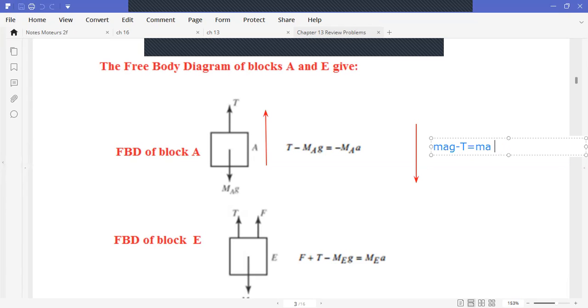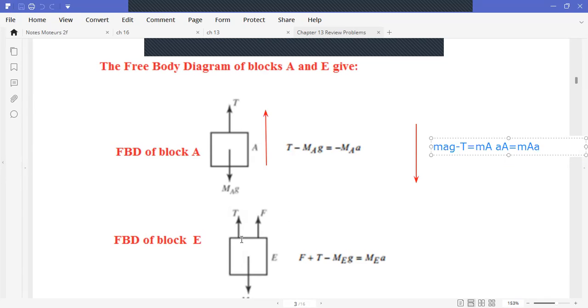But acceleration of A, let me put here big A, this is m_A times acceleration of A. And acceleration of A was proved to be equal to a, we called it small a. So it's equal to m_A times a. But now if I choose the opposite direction, if I choose to do sum of y in upward direction, what will be my equation? It will be the opposite of this one. It will be T minus m_A g equals minus m_A a.